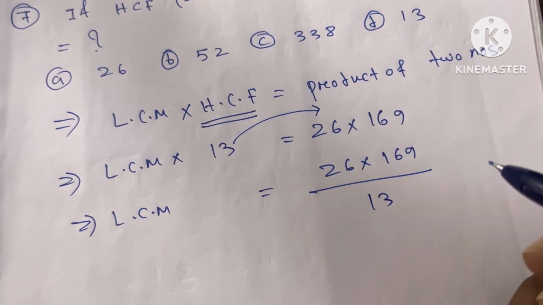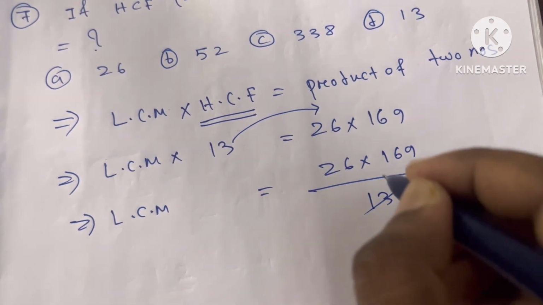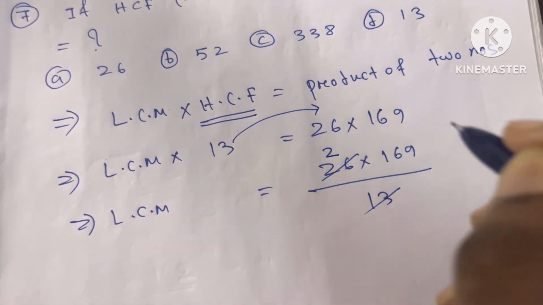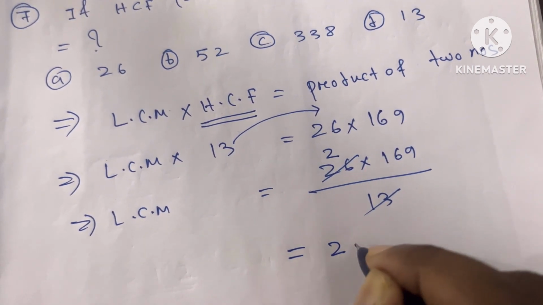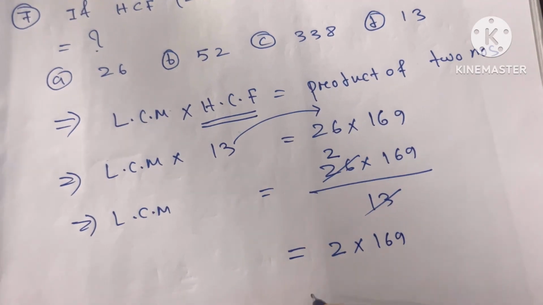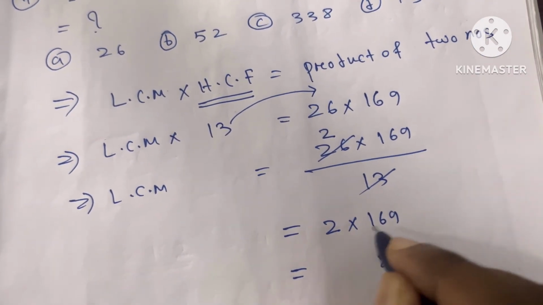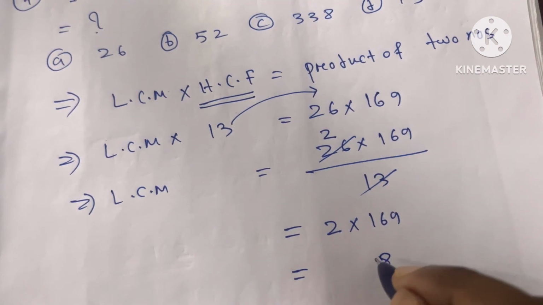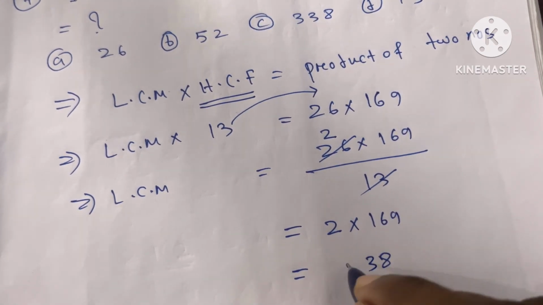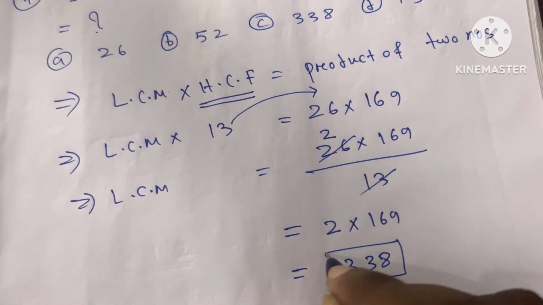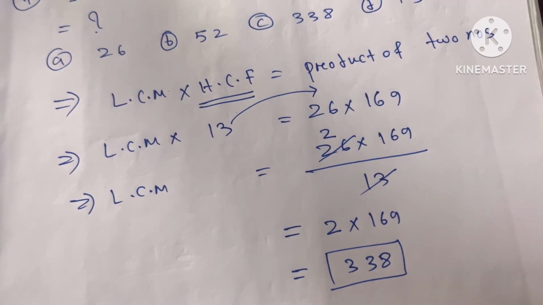Right? So if you cancel 13 with 26, 13 twos are 26, so after cancelling we got 2 into 169. So now if you multiply this, what answer will come? 2 nines are 18, 1 carry, 2 sixes are 12, 12 plus 1 is 13, again 1 carry, 2 ones are 2, 2 plus 1 is 3. So the answer is 338.